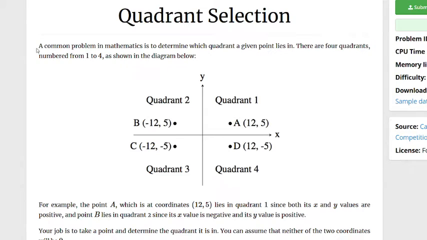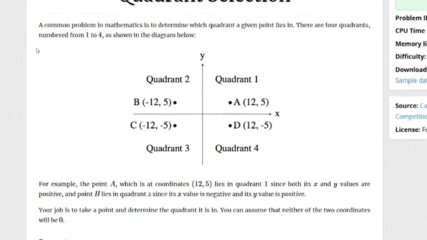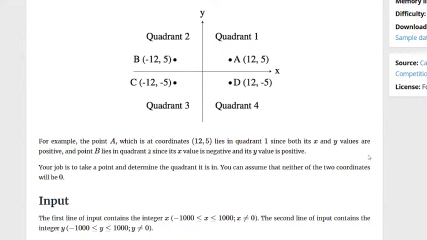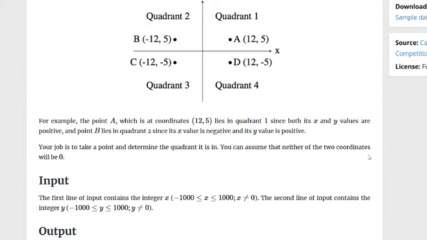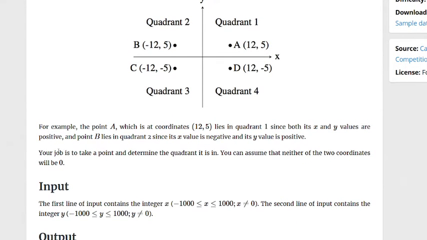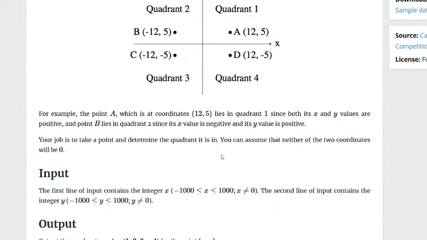There are four quadrants numbered from 1 to 4, as shown in the diagram below. Then it has the diagram to give you context to what it's saying. For example, the point A, which is at coordinates, etc., is in quadrant 1, since both x and y are positive, and point B is in quadrant 2, since x is negative and y is positive. Your job is to take a point and determine the quadrant it is in. You can assume that neither of the two coordinates will be 0.